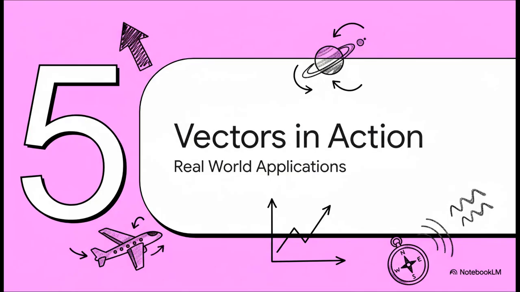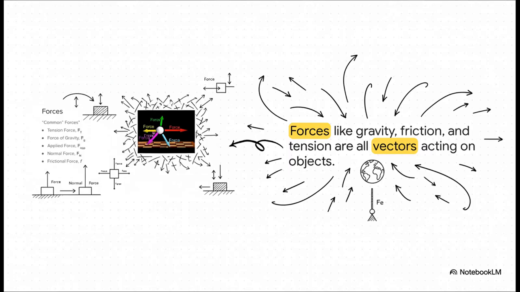So we've got all these definitions, all these rules, which leads us to the big question. So what? Why does any of this matter? Where do we actually see vectors in action? The short answer? Literally everywhere. The entire world of physics is built on vectors. The force of gravity pulling you down into your chair right now is a vector. The friction from the floor that keeps you from slipping is a vector. Every single push, every pull, every force you can possibly think of has both a strength and a direction.